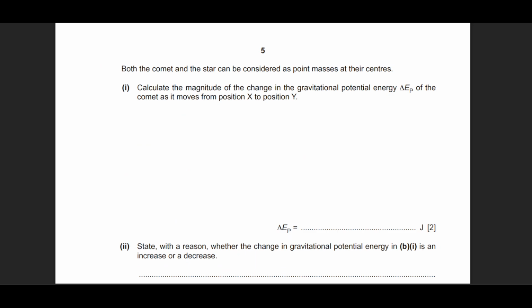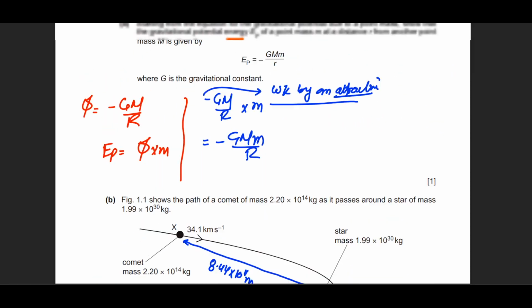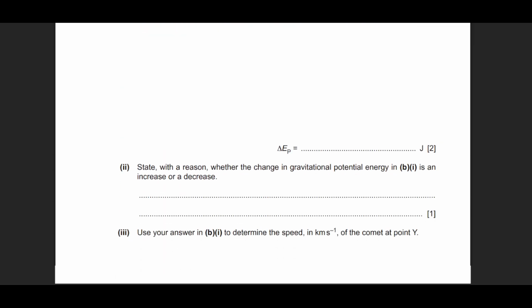He says, calculate the comet star, consider point masses. Okay, this actually only enables us to use the equations that we've learned in this chapter. Calculate the magnitude of change in gravitational potential energy of the comet from position x to y. So first he asks you to calculate this, so that do you understand this idea or not? And then he's going to ask you to apply this.